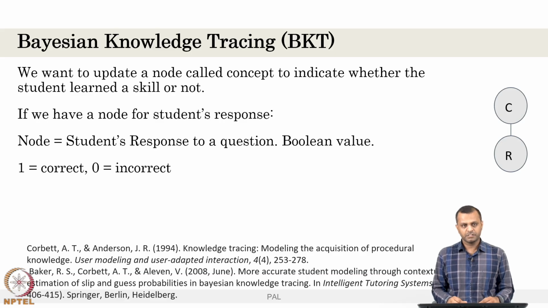In this video, we will talk about Bayesian knowledge tracing. Bayesian knowledge tracing is again the continuation of the Bayesian network. Consider we want to update a node called concept C to indicate whether the student learned the skill or not based on the responses to the questions. If you have a node for the student's response to a question, which can be a Boolean value, yes or no, how do you update it?